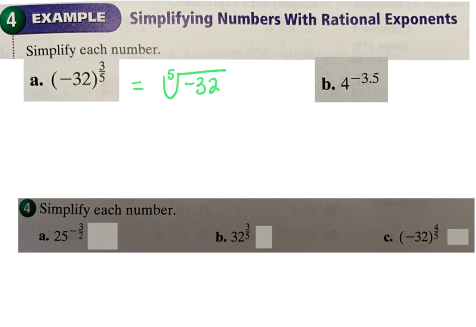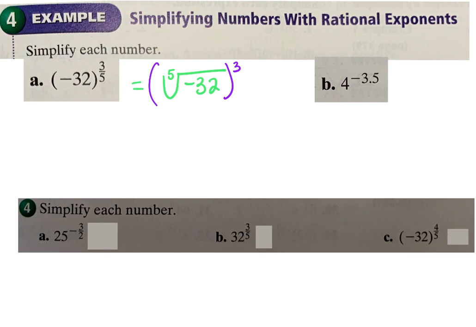This is a situation where I want to take the root first because I do not want to take negative 32 to the 3rd power. Typically, I always take the root first, by the way, because it's going to make my number smaller. So I would do this whole group to the third power. So I'm going to do my index first.